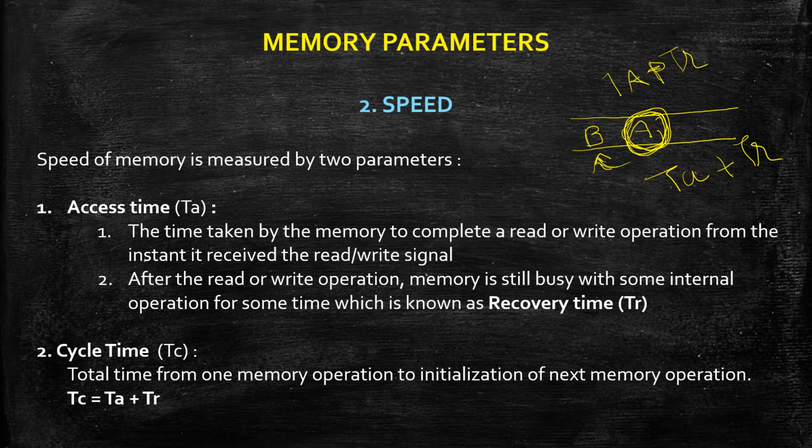So speed has two different parameters. One is the access time, the other is the cycle time. And in access time we also need to remember about the recovery time. So it's about the speed of the memory.